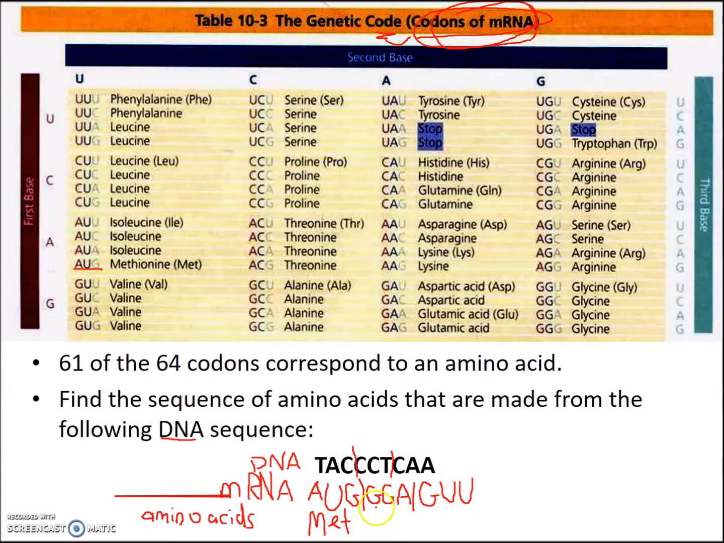Okay, next one, GGA. Look up in the table. Can you find GGA? Aha, here it is. GGA, glycine, whose abbreviation is GLY.